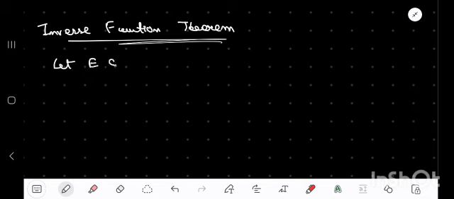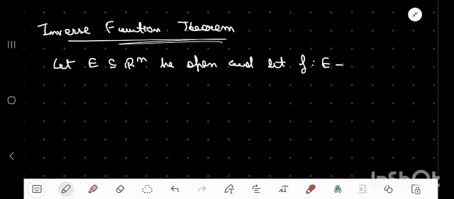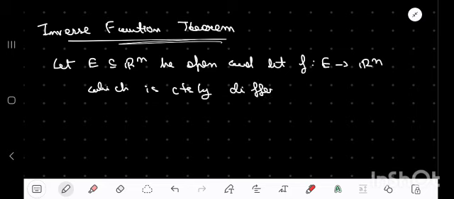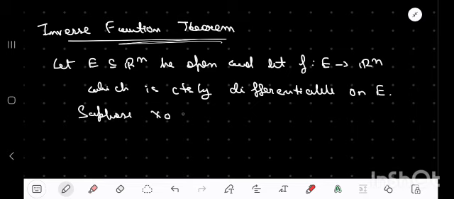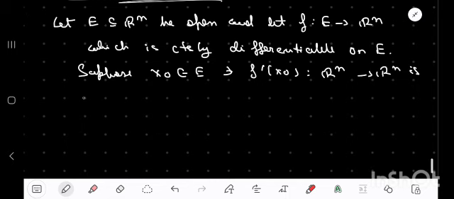So let E in Rn be open, and let f be a map from E to Rn which is continuously differentiable, that is, its derivative exists and is continuous on E at every point in E. Suppose x naught belongs to E such that f prime of x naught, as a linear transformation from Rn to Rn, is invertible.